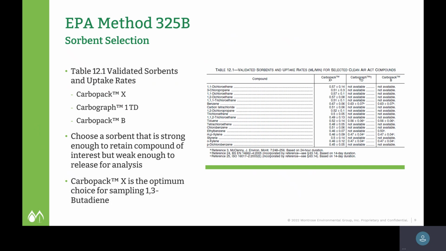But the basic key to this, when you're doing this, is you have to have a sorbent that's strong enough to hold these high vapor pressure compounds, or any compound really, when you select your sorbent. And then it also has to be weak enough to liberate it when you heat it for analysis in a reproducible, robust way. And we'll talk more about this moving forward.